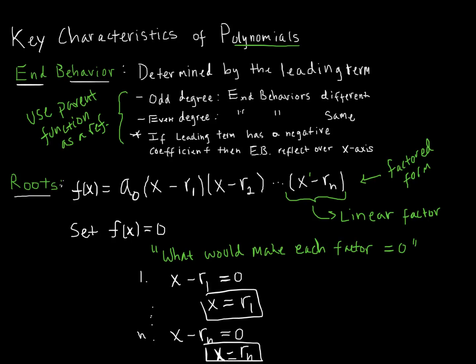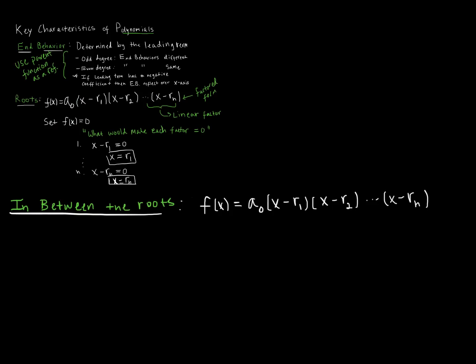Now the last key characteristic that we have, think about it, we have the end behaviors, what's happening as you approach negative infinity, positive infinity, and the roots, where the function is equal to 0. The last thing is what's happening in between those roots. There are a couple ways that we can determine this, and we're going to talk about that right now. Okay, so if we are able to ascertain the end behavior and the roots, how will we figure out what's happening in between the roots?